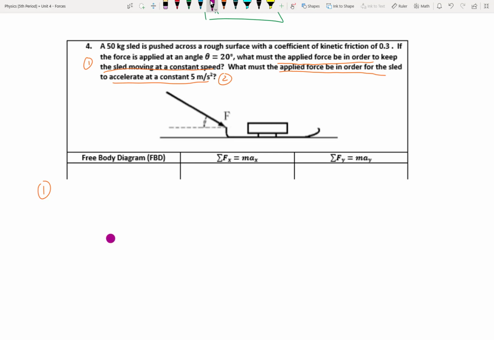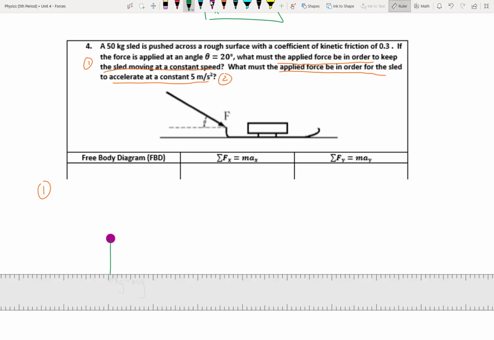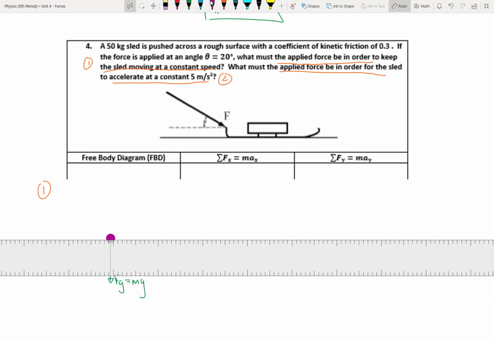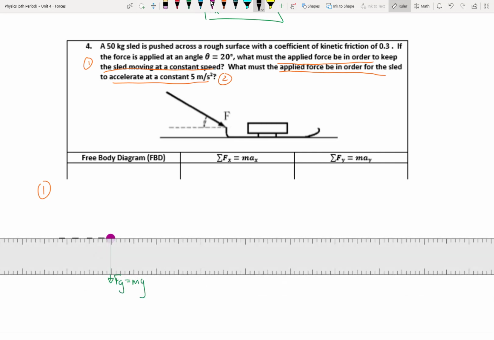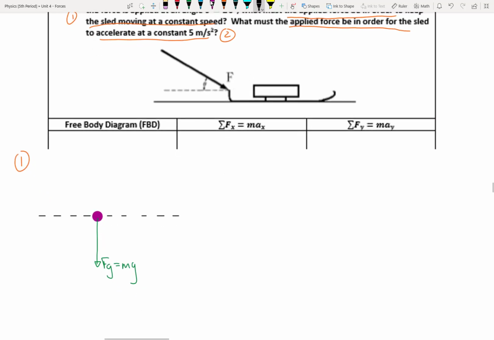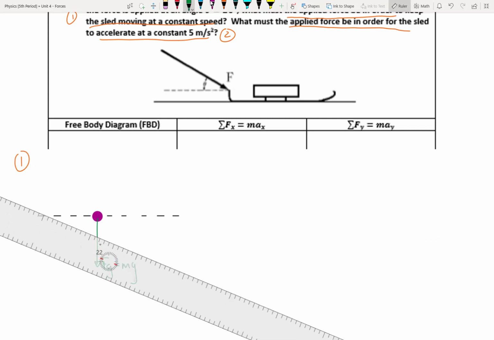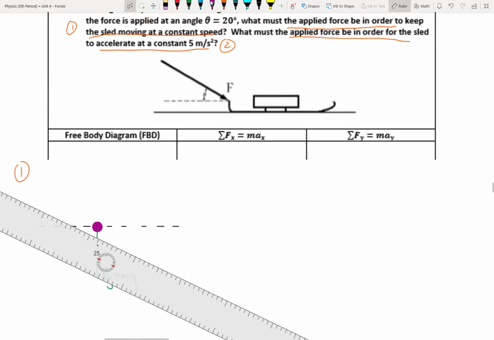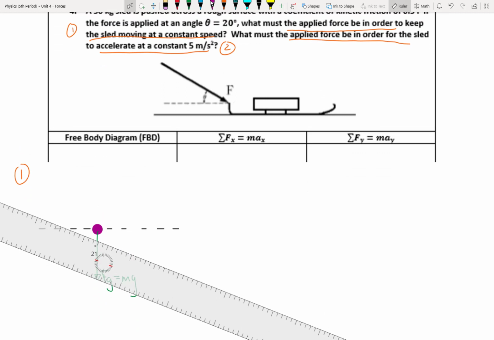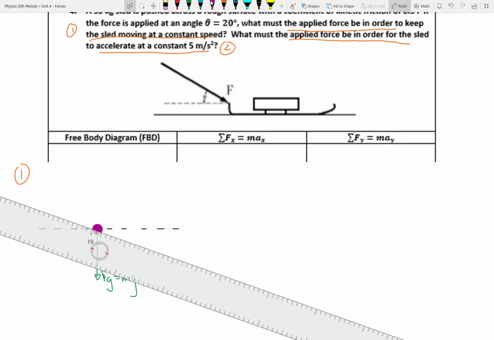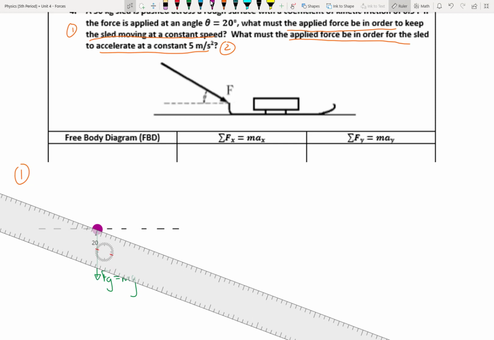Let's get a free body diagram going. We've got Fg, the force that's always straight down, Fg equals mg. We've got a force at an angle. Let's get that dashed line in there for reference. We've drawn a picture for this type of setup before. Make sure that our arrows for the free body diagrams always start on the dot. What is the angle here? 20 degrees?